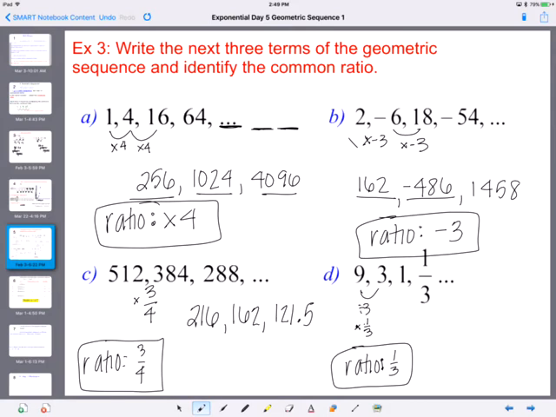1/3 times 1/3 is going to give us 1/9. 1/9 times 1/3 is 1/27. And 1/27 times 1/3 is 1/81.